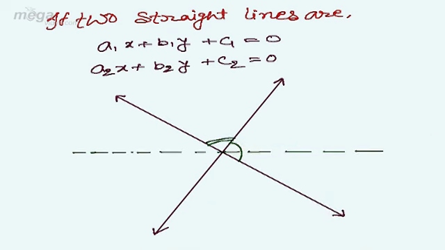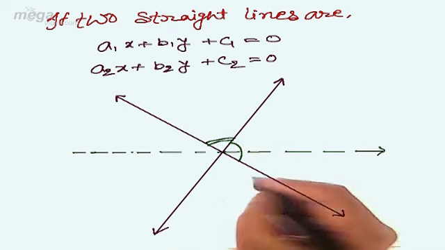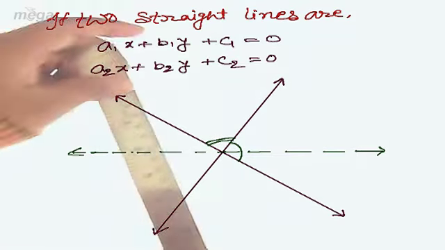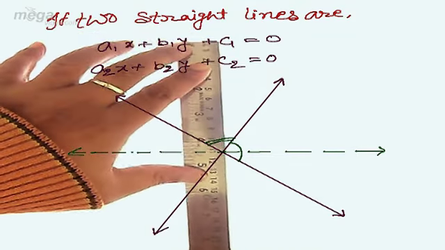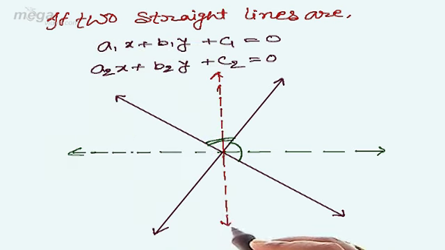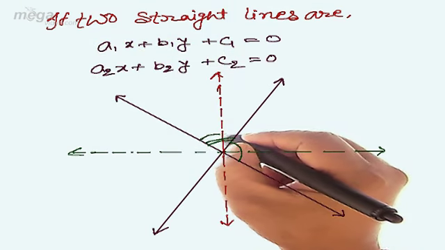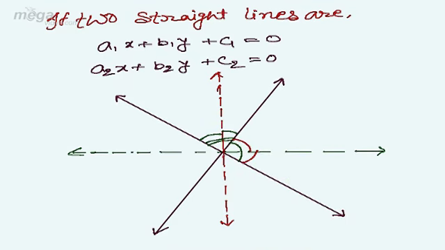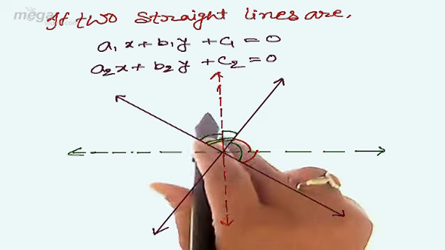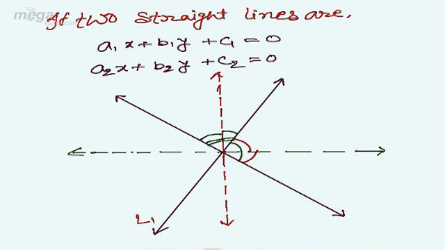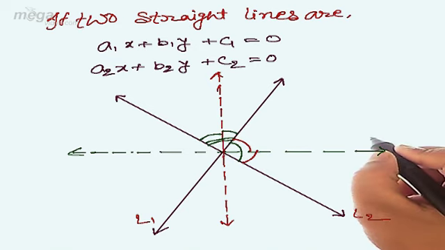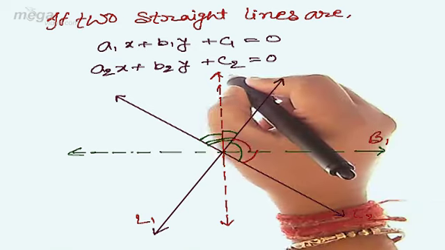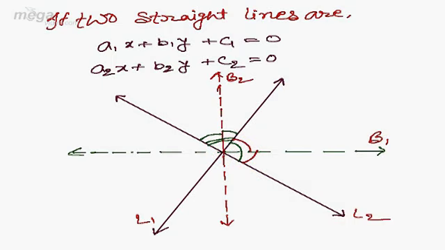If we take this line as one of the bisectors of one of the angles, and if we take the second bisector as this line, such that this angle equals this angle and this angle equals this angle. Now you have to find out the equation of these two bisectors. Here this is line 1 and this is line 2. This is bisector number 1 and this is bisector number 2. Now you have to find out the equation of these two bisectors.